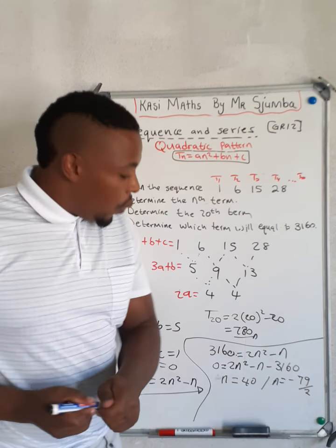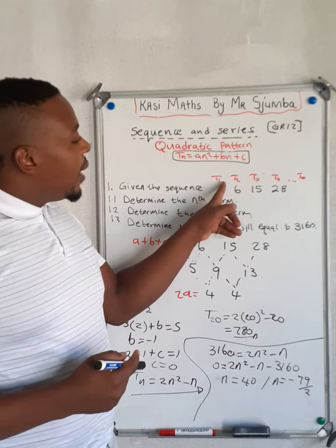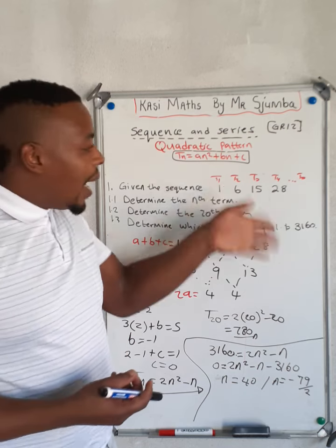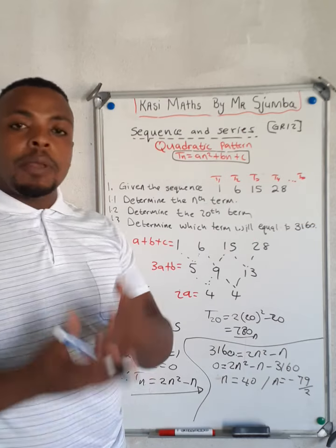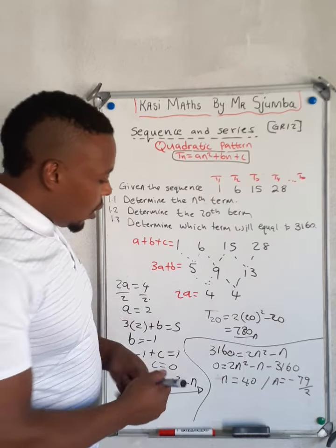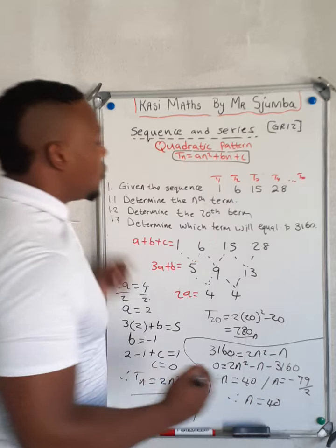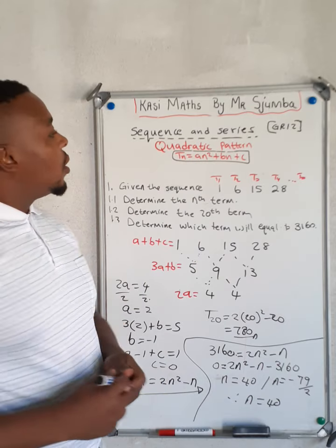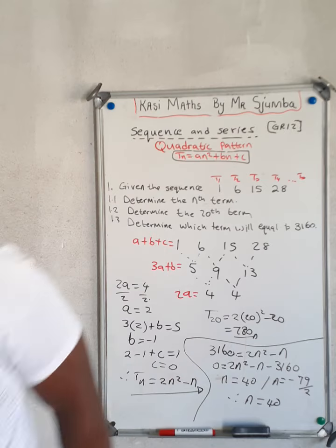So we know n is the number of terms. It cannot be a negative number because we are counting our terms, and it cannot be a fraction. It should be a positive whole number. So therefore n is equal to 40, right? So for quadratic, we're going to do one more example and then we are done.